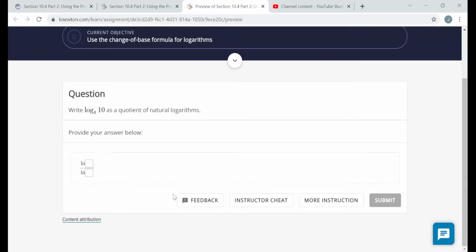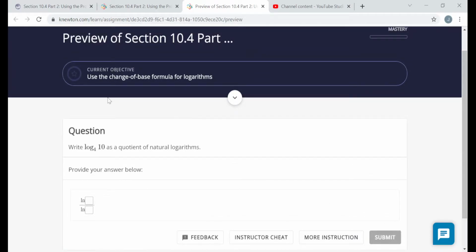And then beneath each question, at the bottom of the box, should be a feedback button, which you can send feedback to Knewton with if you wish. You will not see this instructor cheat button, right? That will not be there for you. But you will see a more instruction button, which you can click on and be provided with further reading material and or videos related to the current objective, and hopefully those help.